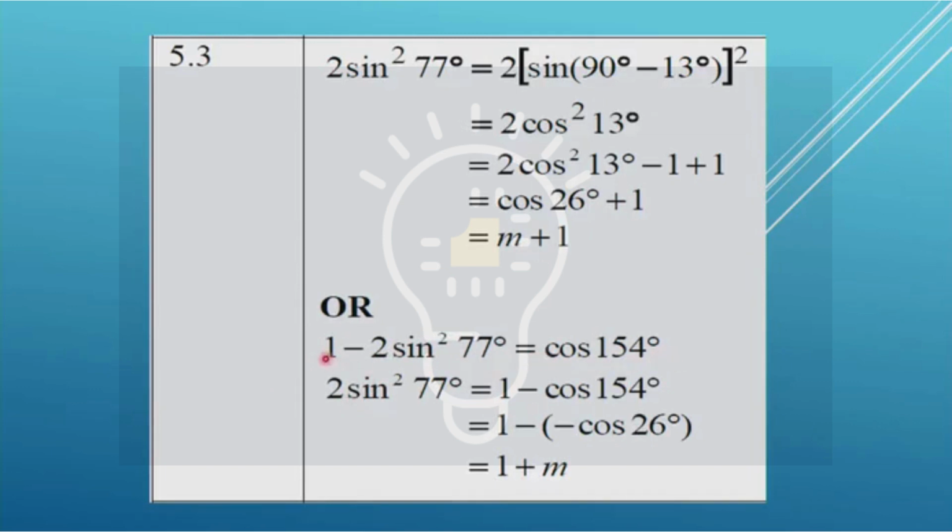If we take this one over and bring this one across, we're going to have 2 sine squared 77 degrees is equal to 1 minus cosine of 154 degrees. Now we know that this angle is in the second quadrant, and cosine in the second quadrant is negative. Hence, in brackets, I have minus cosine 26, because 26 plus 154 will give me 180 degrees. And therefore, 1 minus cosine 26, I'm going to have a positive here, and I'm going to have 1 plus m, which is the same as m plus 1.